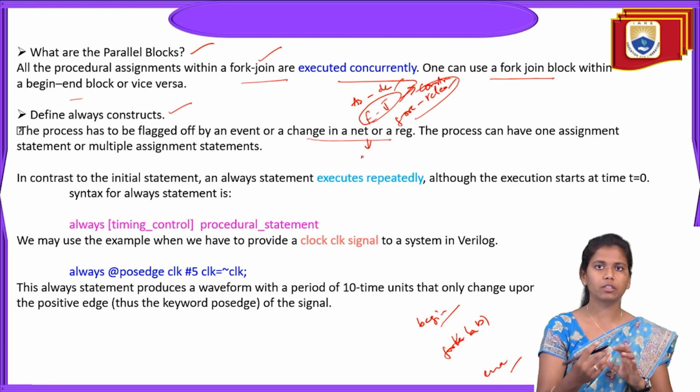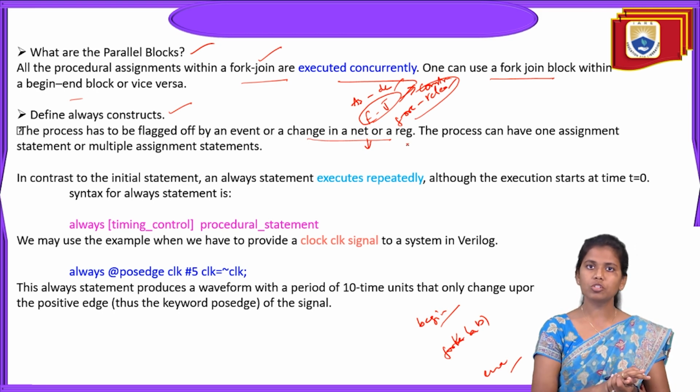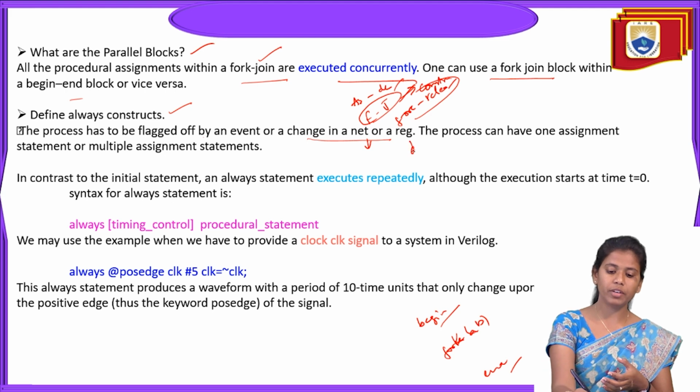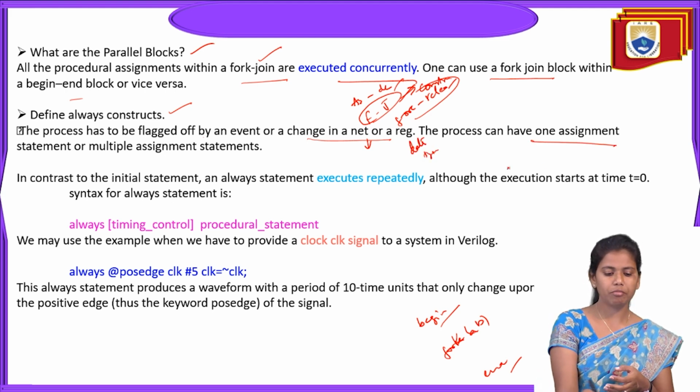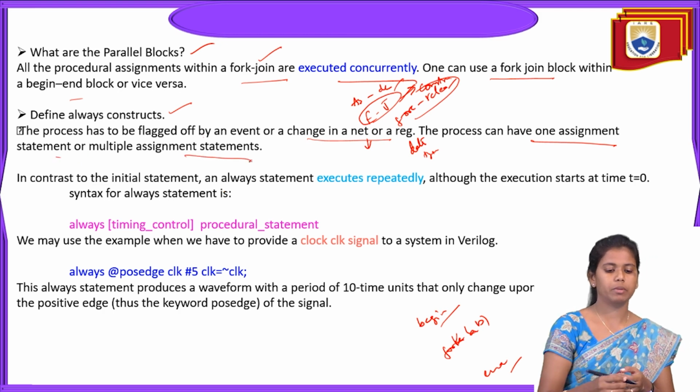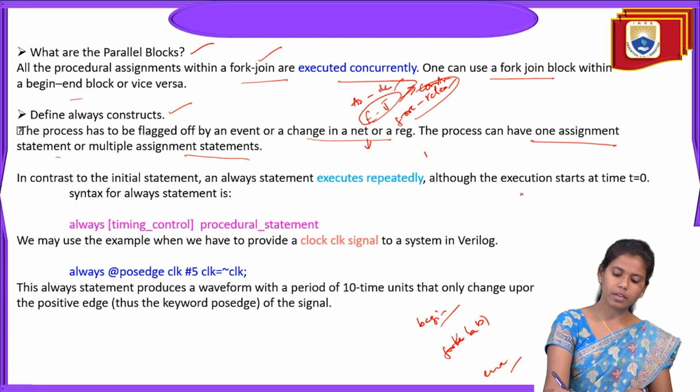They are meant to connect the devices, whereas a register is also a variable. It doesn't mean that it's a register where it stores information, but we say that this is one of the data types. Register is nothing but a data type. Then the process can have one assignment statement or multiple assignment statements. So here in the always construct, that means what? Always at the rate.